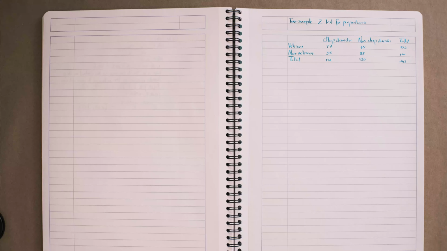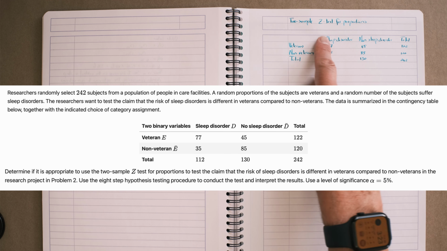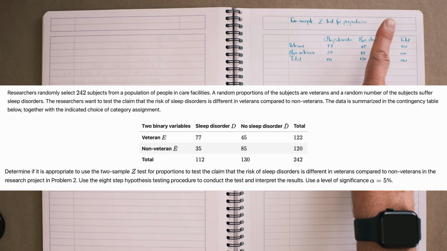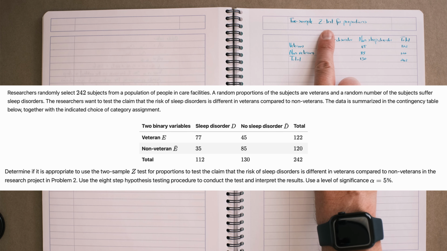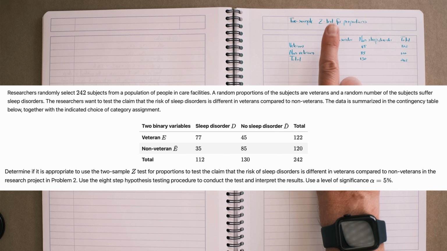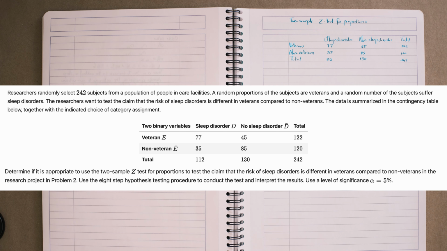Let's have a look at our next problem. This is going to be a problem using a two-sample z-test for proportions. What this test is all about, remembering, is that we have a risk difference. So this is basically a test on a risk difference, so we need two binary categorical variables. So let's have a look at the problem.